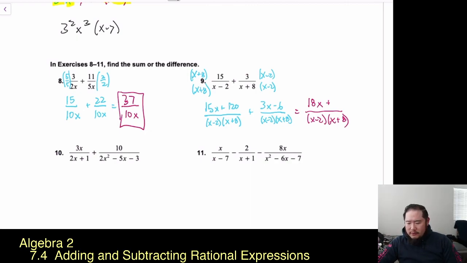We always want to try to simplify as much as we can. So right here, let's go ahead and simplify. Looks like I could take out a 6. If we can factor things out, that's what they're going to want on your homework. We factor out the 6. I've got 3x plus 19 over, we've got x minus 2, x plus 8. All right, there we go.